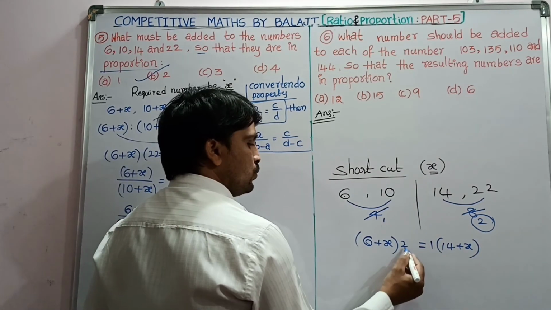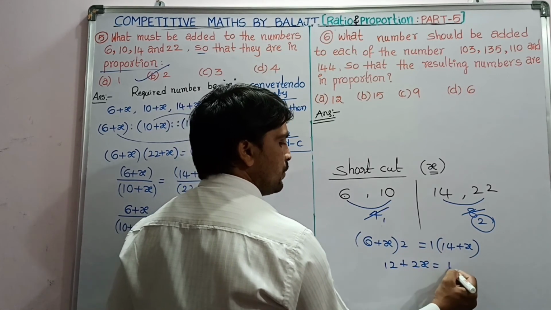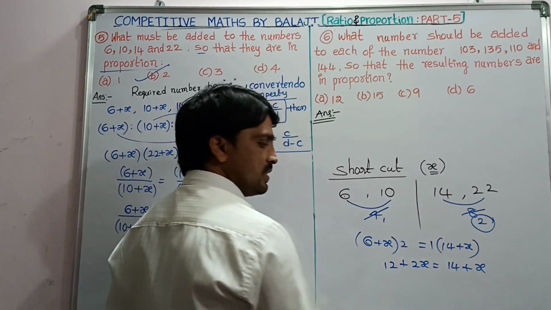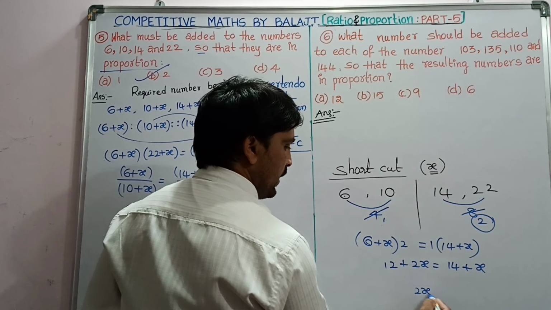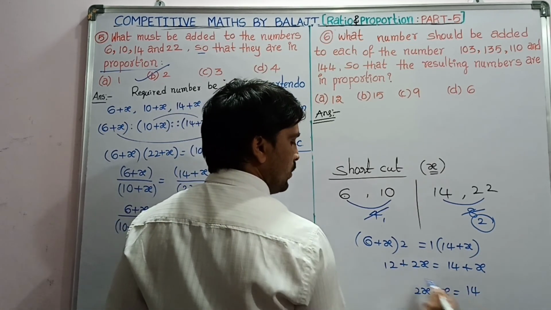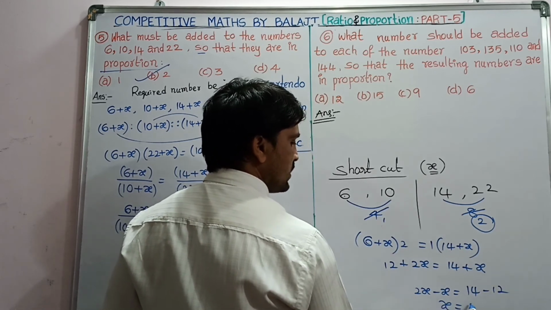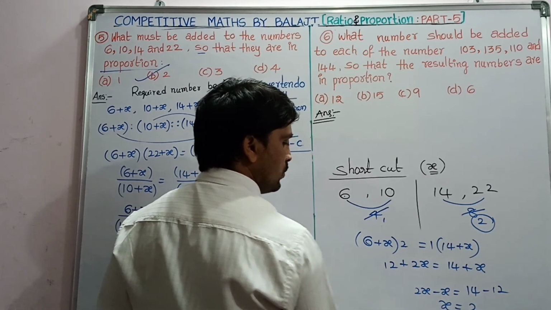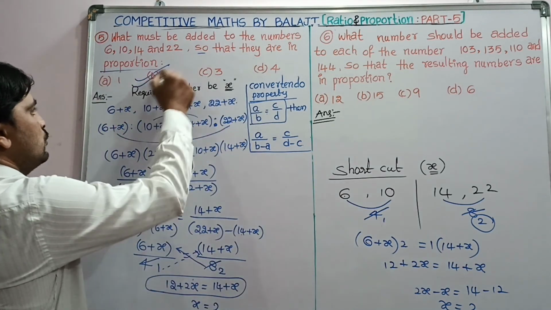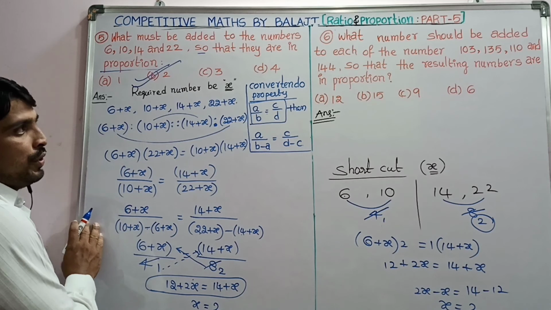2 times 6 are 12 plus 2 times x is 2x, equal to 1 times 14 is 14 plus 1 times x is x. 2x plus x, consider to LHS side. 14 plus 12, take it to RHS side. That is 2x minus x equal to x. 14 minus 12 is 2. Again we get answer 2. This is the short trick method. This is the actual process.